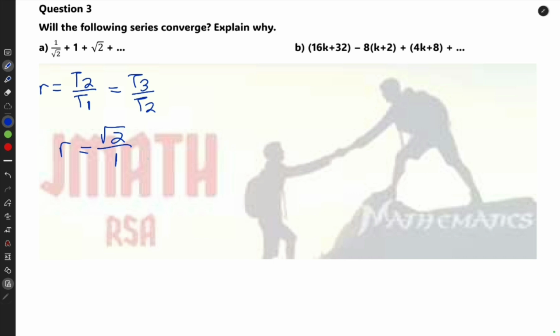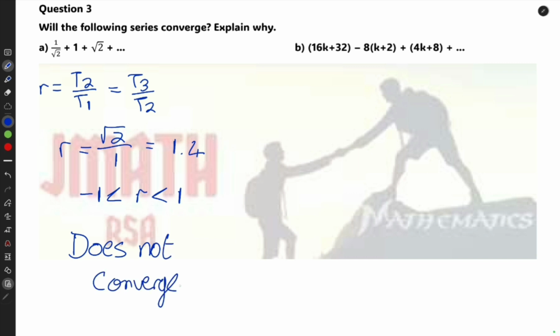When I get this R value, I can just type it on the calculator and convert it a little bit. So that's 1.4. Now that's not between minus 1 and 1. I can just say that does not converge. Does not converge because it's not between minus 1 and 1.